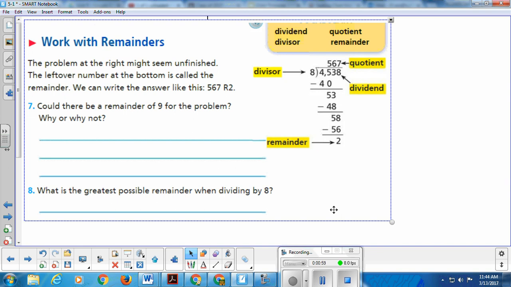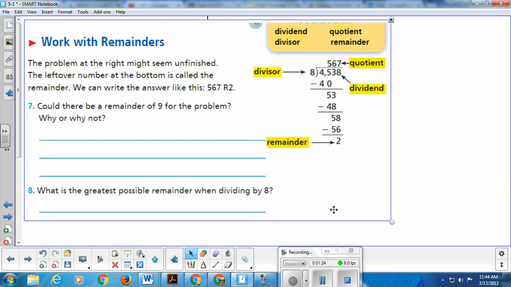Now, they've done all of the digit by digit work for you here. So I want you to really look at this. Could there be a remainder of 9 for this problem? Why or why not? I'm going to have the sub press pause right here so that you can turn and talk to a neighbor, and then come back and we'll discuss it.